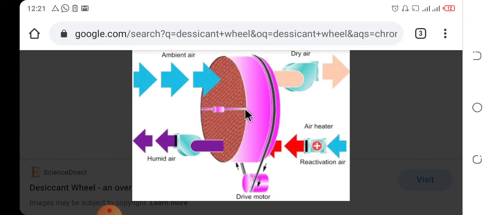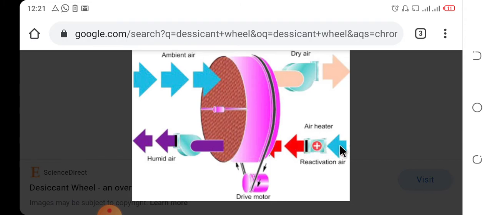You can see the partial lines. Air is passing through only 50% of this desiccant wheel, and the remaining 50% of the desiccant wheel is regenerated. Once the air passes through this 50% portion, water molecules are absorbed in this portion, and when it's fully absorbed, this wheel is rotated by the drive motor. So this portion comes to this point, and there we have a heater, and with steam we can heat up the air.